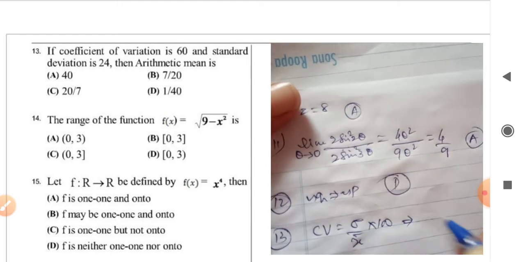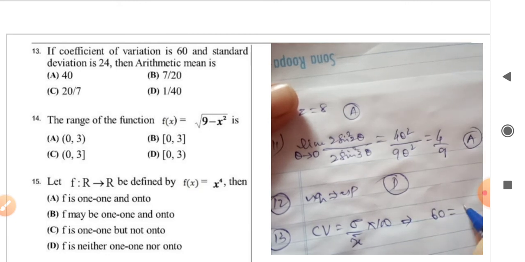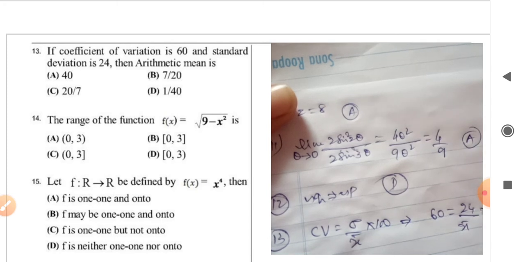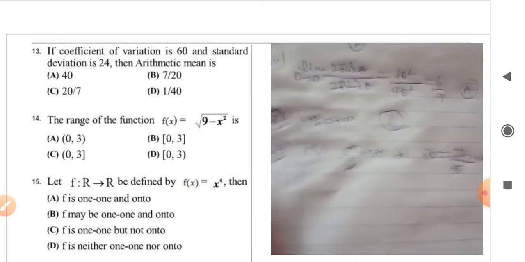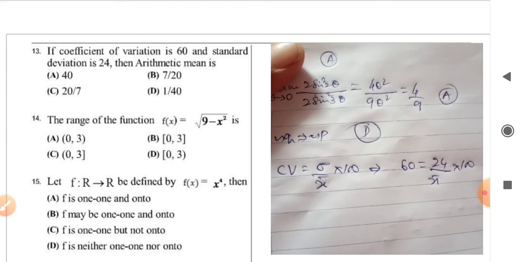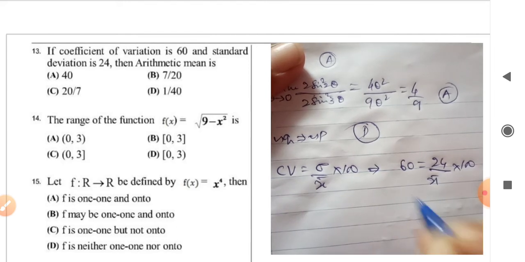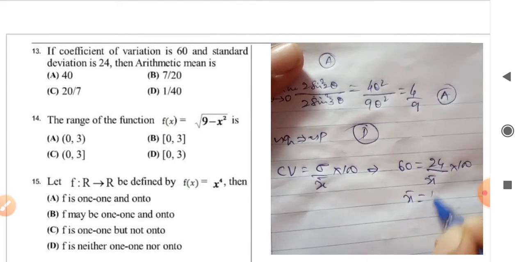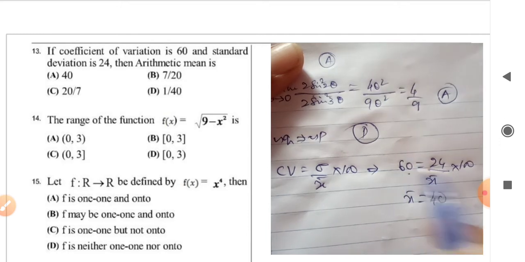Coefficient of variation is given as 60 and standard deviation is given as 24. So then you want x bar into 100. So finally, look at this carefully, this is very simple. And cross multiply, then x bar equals 40, because 60, 6 0 0 cancel, 6 1 6 4 4 into 10 is 40.